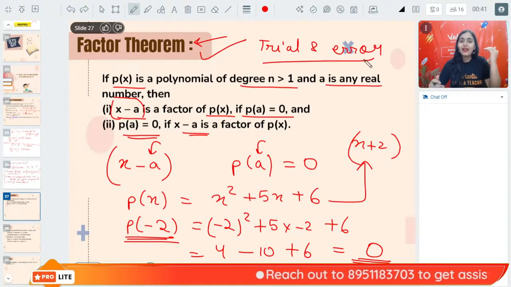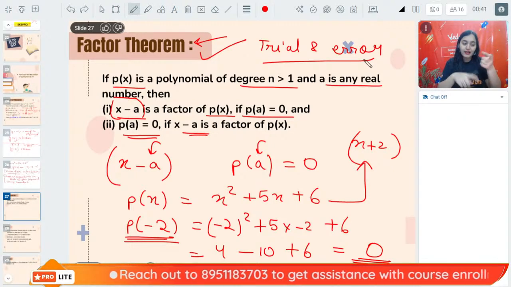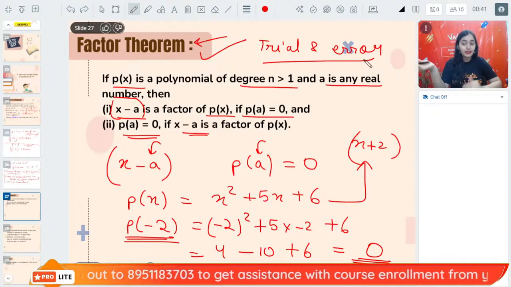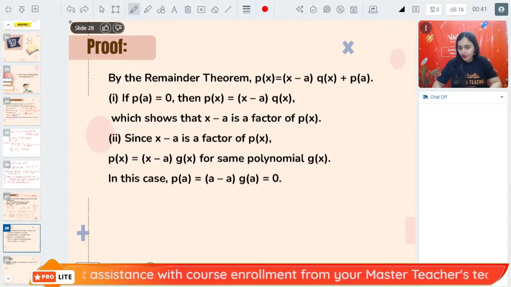Try and find out, is minus 2 a factor? Is minus 3 a factor? Is 2 a factor? Is 0 a factor? So, you are doing trial and error. Right? Yes, Saya, what happened?